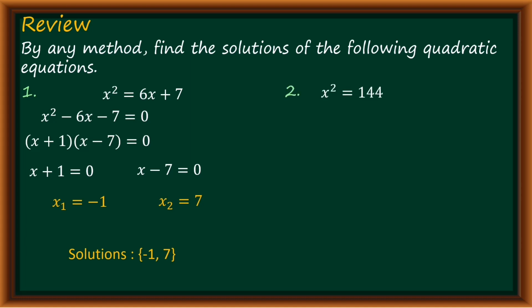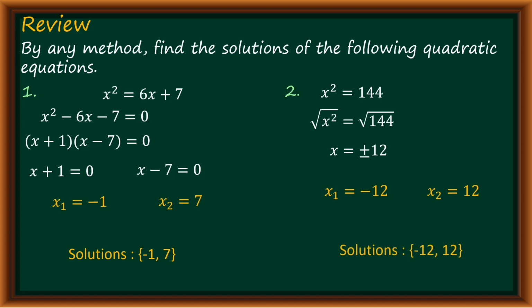x squared is equal to 144. In this case, since it is written into the form ax squared is equal to c, we can use the other method on finding the solutions, and that is extracting square roots. So let us write the square root of the left side and right side of our equation. And then the square root of x squared is x. And the square root of 144 is positive and negative 12. So x sub 1 is equal to negative 12, and then x sub 2 is positive 12. Therefore, the solutions are negative 12 and positive 12.